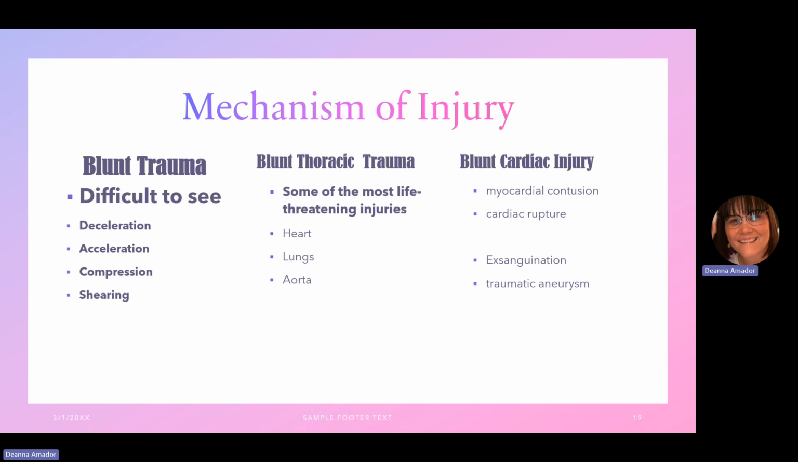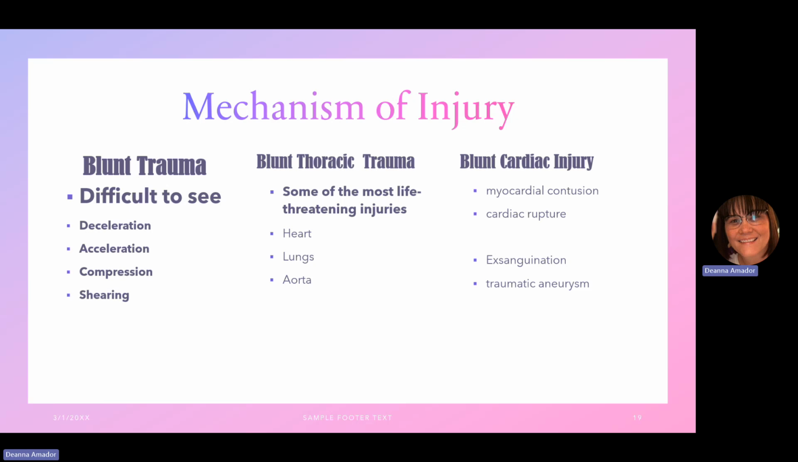Shearing occurs when skin or tissue slides in opposite but parallel directions. So that's what shearing is. Then we go into blunt thoracic trauma. This is some of the most life-threatening injuries. This occurs with the heart, lungs, and aorta. And actually, with my cousin, it did that. It crushed his chest, but his aorta was the big deal there. So that's what blunt thoracic trauma is, basically just the example that I gave you.